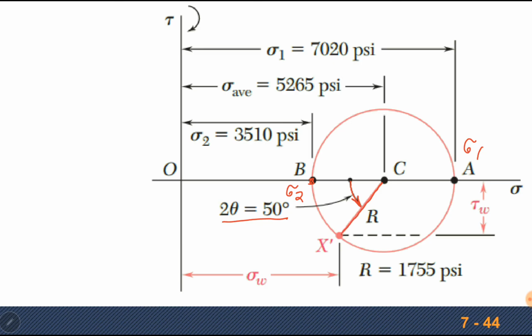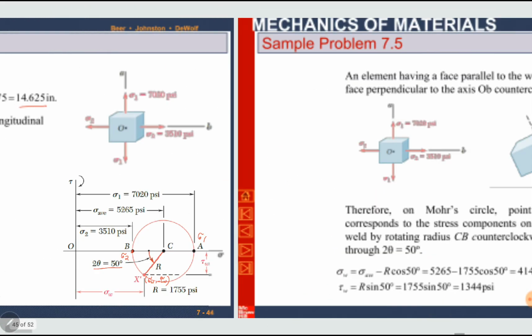So the coordinates of this line are sigma W, minus tau W. We will remove the minus sign after calculating the stresses. Okay, sigma W, tau W. So we can find it here by making it a triangle. We know this angle. We have to find coordinates of this. This point has the coordinates of sigma W and 0. So let us move and find it.